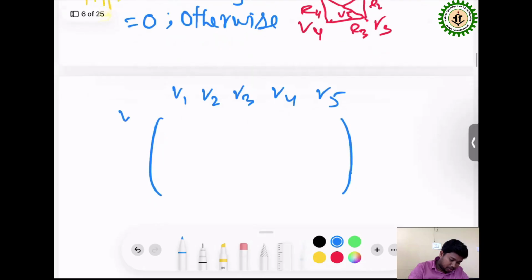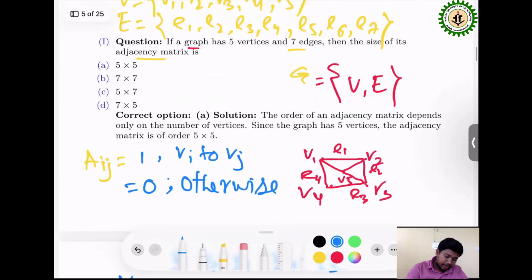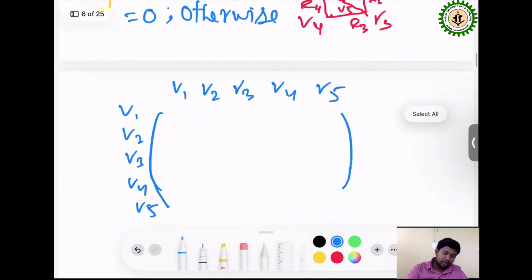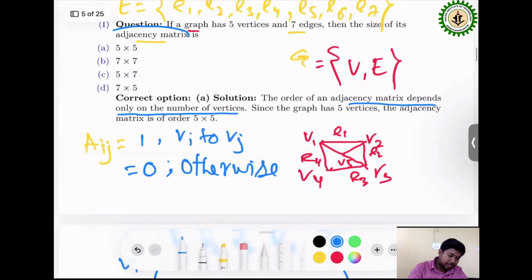On both sides the vertex points are the same, V1, V2, V3, V4 and V5. So the adjacency matrix depends only on the number of vertices. How many vertices are here? 5 vertices, so the size of the matrix is 5 cross 5. That means the adjacency matrix is an n cross n square matrix, where n is the number of vertices.